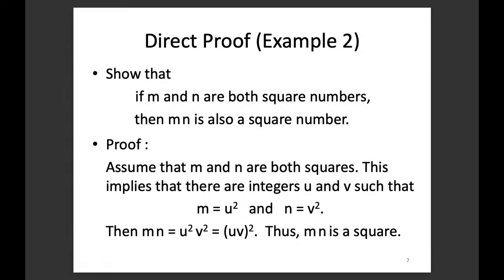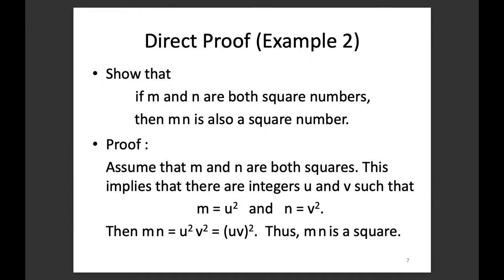Now, this is another example, so let's go through it very quickly together. Suppose that m and n are both square numbers, then m times n is also a square number. This is of the form, this sentence implies this sentence. So what we can do here is we assume the first one is true. So we assume that m and n are both square numbers. In that case, m can be written as u squared for some integer u, and n can be written as v squared for some integer v. And using this assumption, we see what will happen.